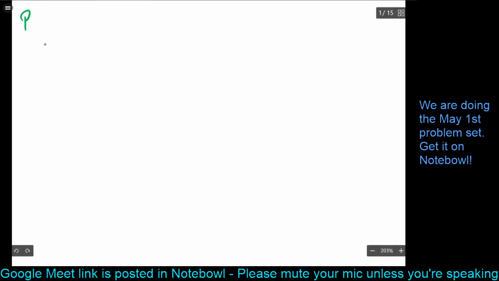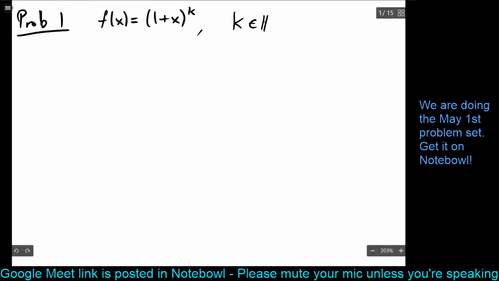So in the first question here, problem 1. Oops, why am I writing in green? Right, in problem 1 here, we want to find a Maclaurin series for this function right here. Right? Where here, k is allowed to be any real number we want. All right? So, let's just write this out.